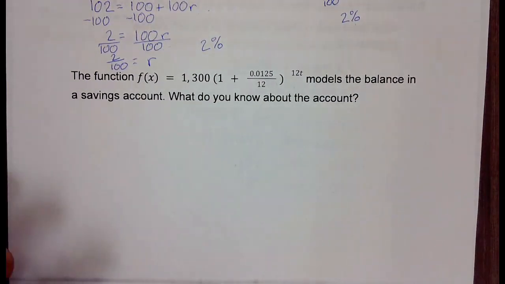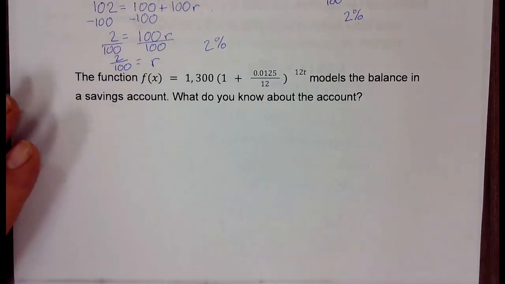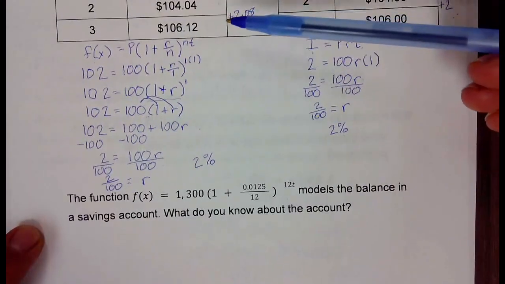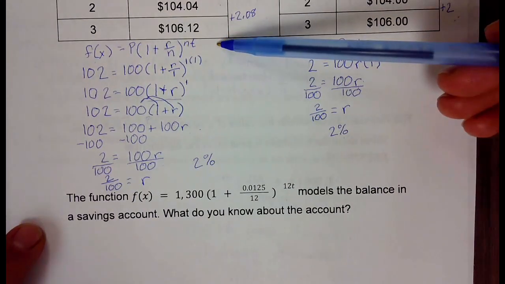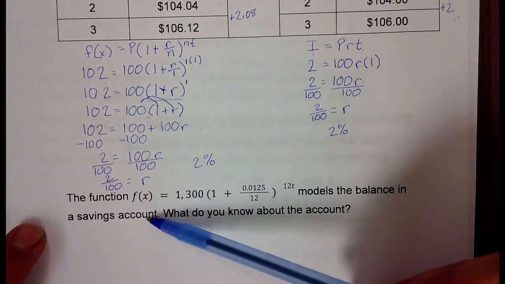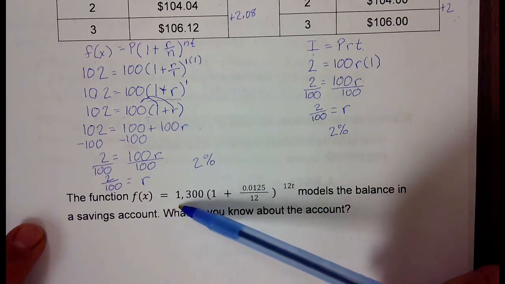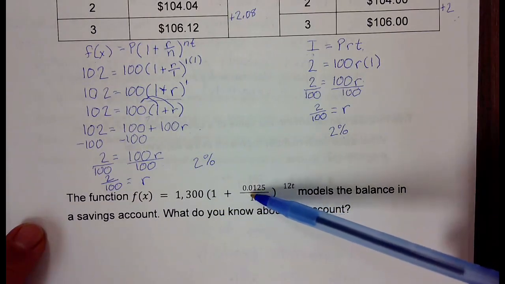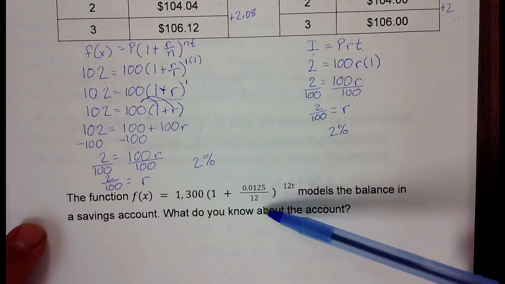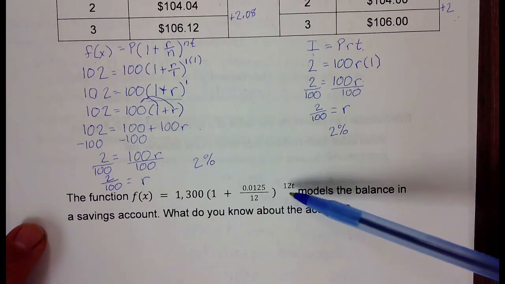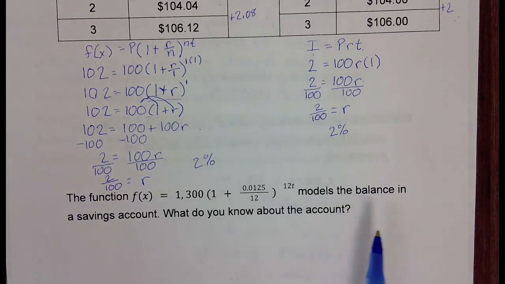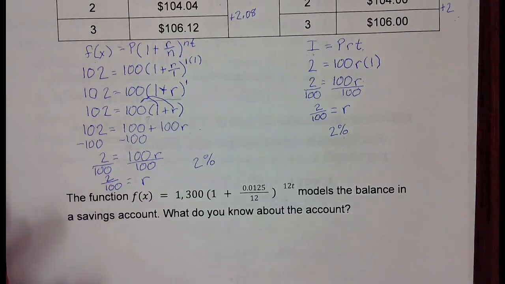Let's look at this function now. I noticed that it is just like my compound interest function. And this function says f of x equals 1,300 times 1 plus 0.0125 divided by 12 to the power of 12 times t. This function models the balance in a savings account. What do you know about the account?